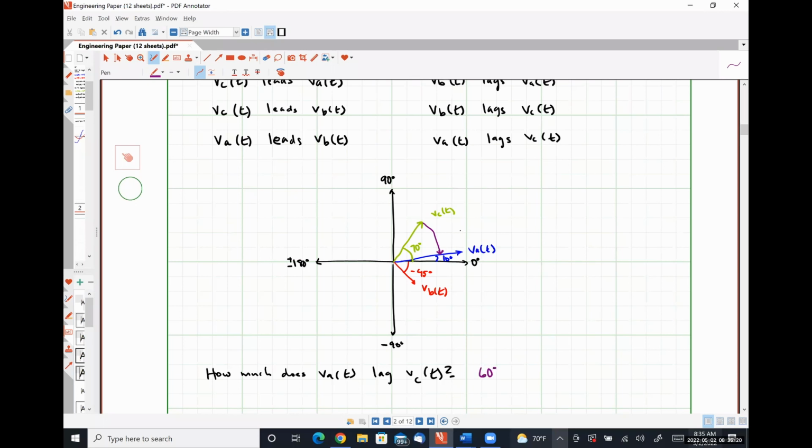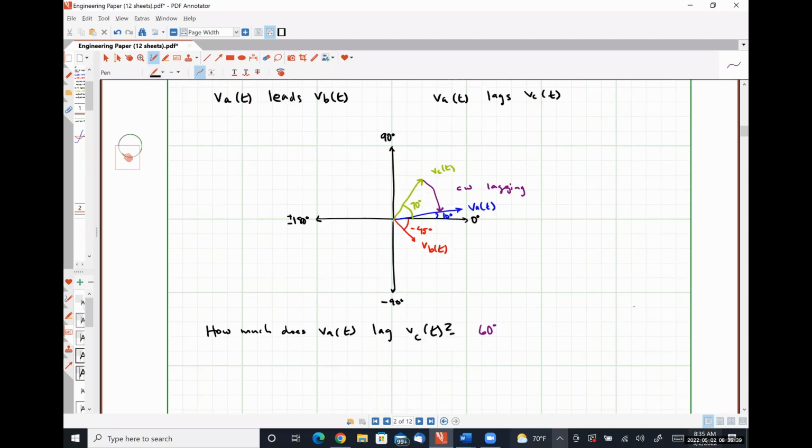Anytime we're measuring in the clockwise direction, we're measuring lagging. Anytime that we measure in the counterclockwise direction, we'll measure leading. So let's do something there.